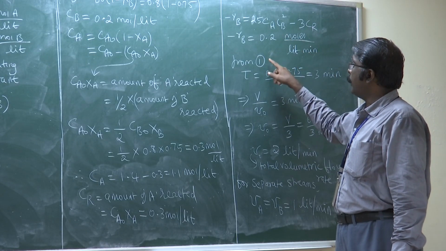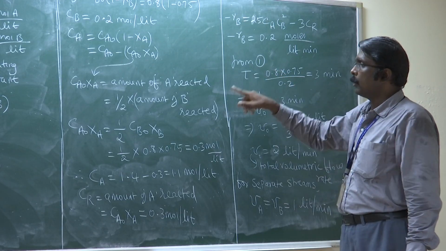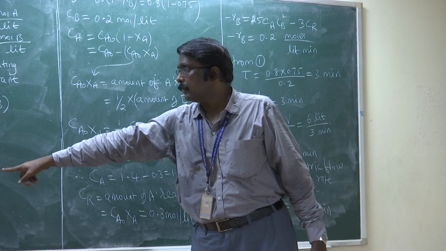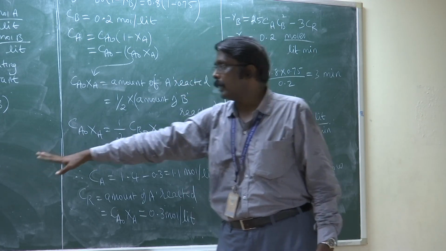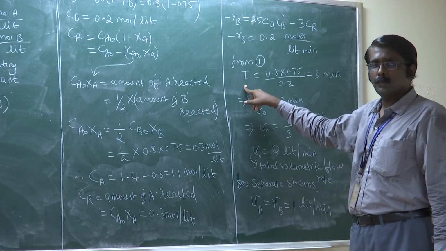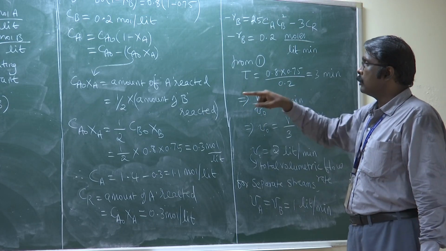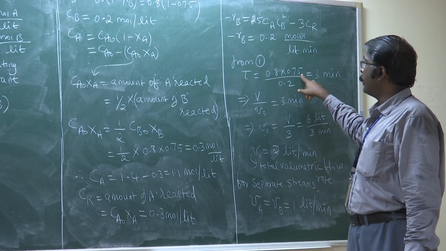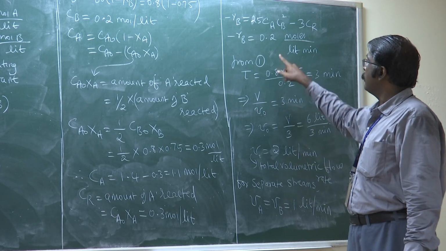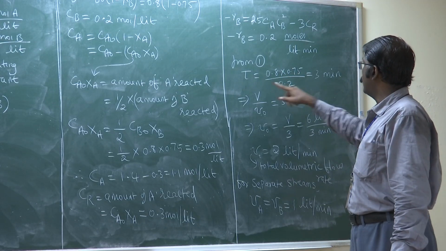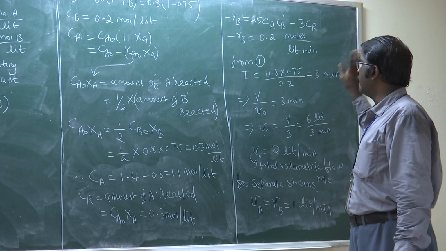Okay. Now go back to equation number 1, which we have defined here. Tau is equal to CB naught XB divided by minus RB. This is already a predefined thing. Now let us find the value of tau. Tau is called space time. So tau is equal to CB naught XB over minus RB. CB naught value is 0.8, XB value is 0.75, minus RB value is 0.2. Substituting all the values in this equation, the tau value is 3 minutes.